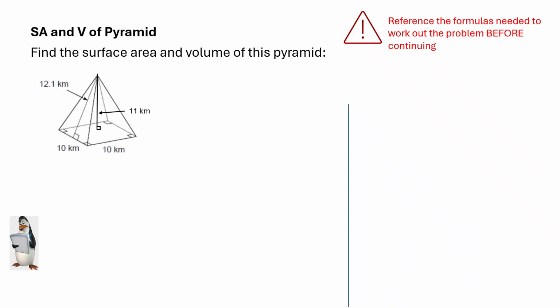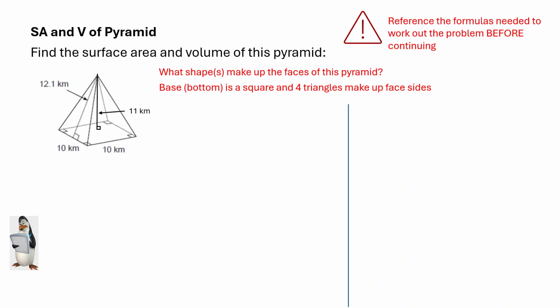Copy down the problem, pause the video to work it out on your own, resume the video to check yourself. Understand that the big B represents the area of the base, which can differ on pyramids. Therefore, you should recognize the base shape and know how to calculate the area of that shape. For this pyramid, a standard pyramid, the bottom is a square. So, for a pyramid, a square is the base, and there's 4 triangles that make up the face sides.